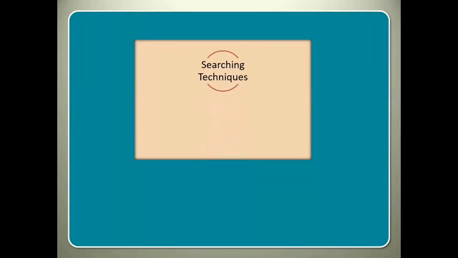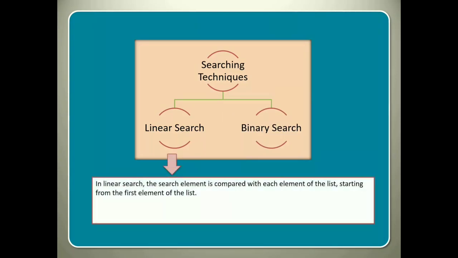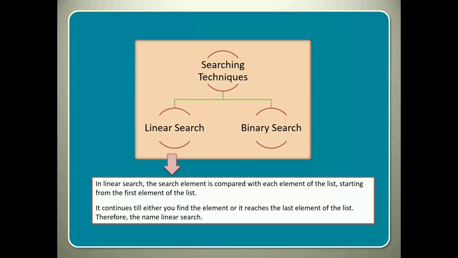Though there are many searching algorithms, in this session we will learn about two important searches, linear search and binary search. Let us start with linear search. In linear search, you compare the search element with each element of the list, starting from the first element of the list. It continues till either you find the element or you reach the last element of the list. Therefore, the name linear search.